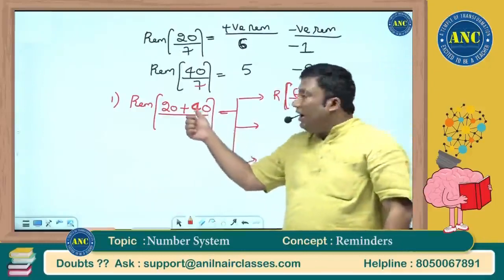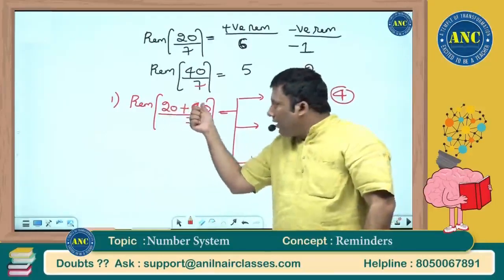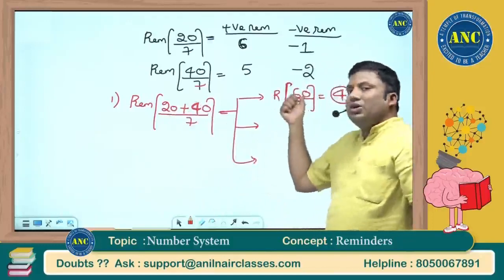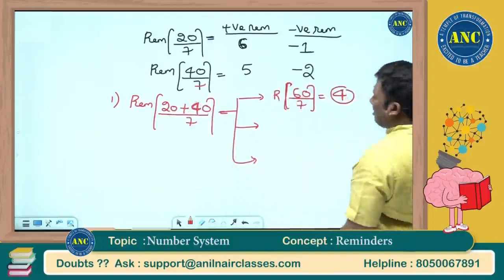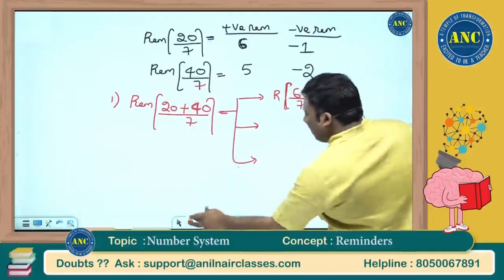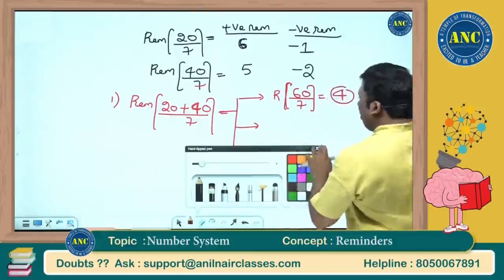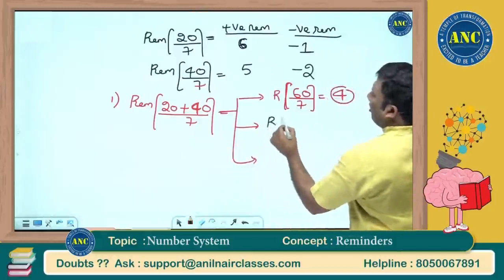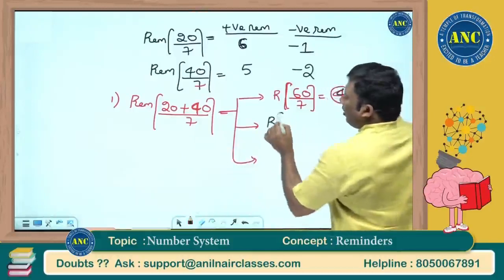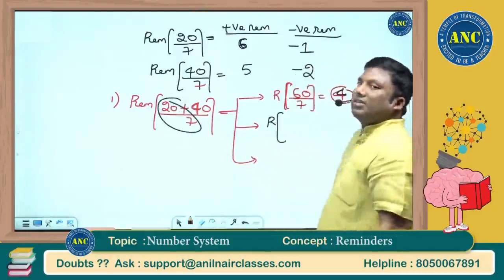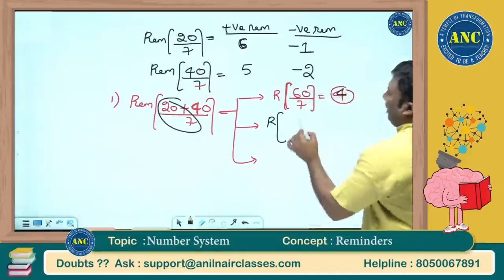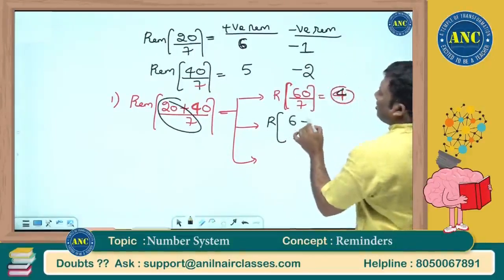First is I added the numerators. 20 plus 40, it is 60. 60 divided by 7. 7 8s are 56. Remainder 4. Second method. What is the second method? Do it individually with positive remainder. 20 divided by 7. 7 2s are 14. Positive remainder is 6.